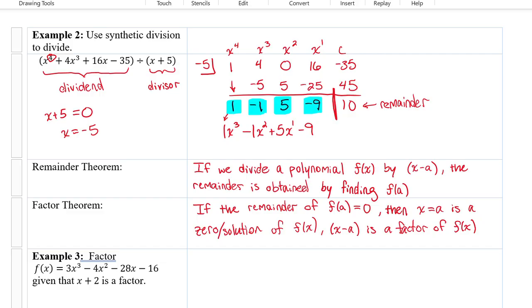What we do for the remainder is the remainder becomes a fraction. You write remainders like this. You put the number that you get on top, and you put the divisor on the bottom. So this fraction would look like 10 over x plus 5. Remember, we get that divisor from the smaller polynomial in our division problem. So this remainder, we're going to add it on as a fraction. 10 will go on top, x plus 5 will go on the bottom. That is going to be our quotient.